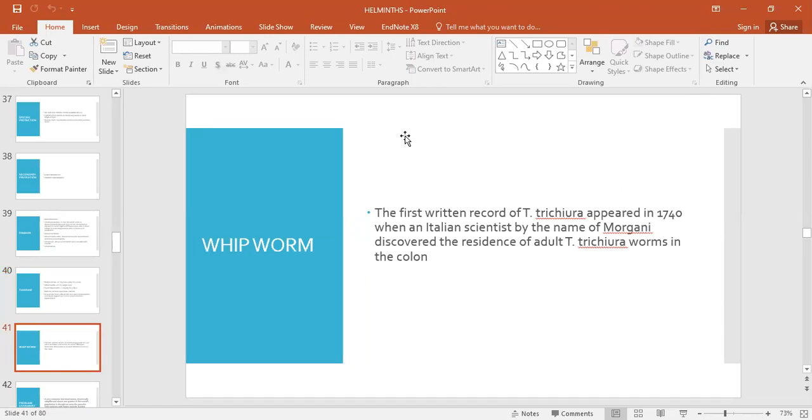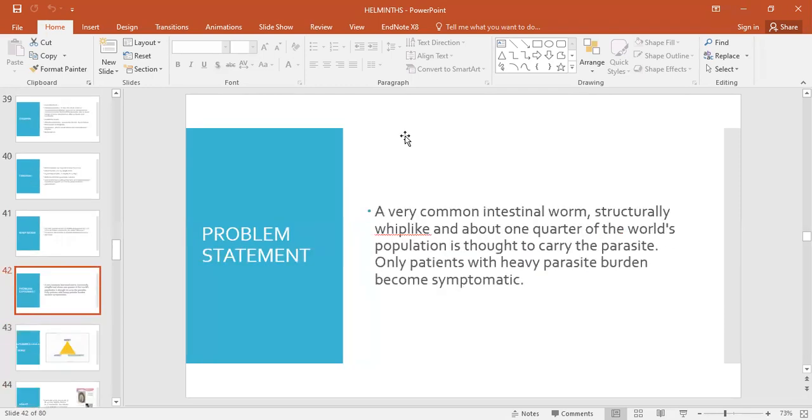Now the third infection, whipworm. The first written record of Trichuris trichiura appeared in 1740 when an Italian scientist by the name of Morgagni discovered the residence of the adult Trichuris trichiura worms in the colon of men. Problem statement: a very common intestinal worm, structurally whip-like, infects about a quarter of the world's population. Only patients with a heavy parasite burden become symptomatic.